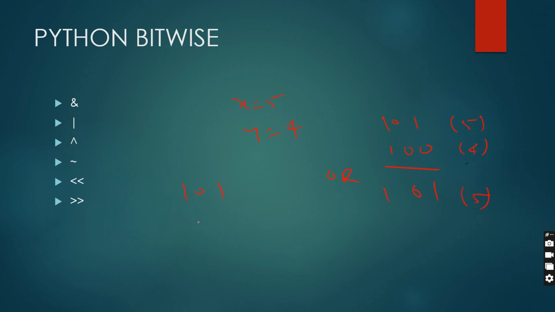And suppose I want to perform logical AND. 1 and 0 is 0, 0 and 1 is 0, 1 and 1 is 1. So this is 5 and this is 4. Okay, so this is a 4 if you want to perform this.